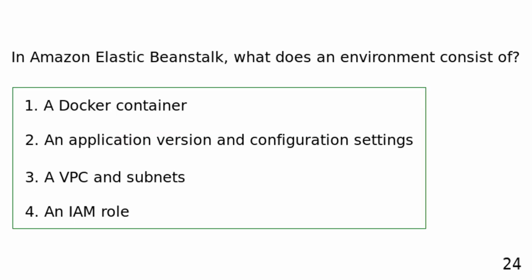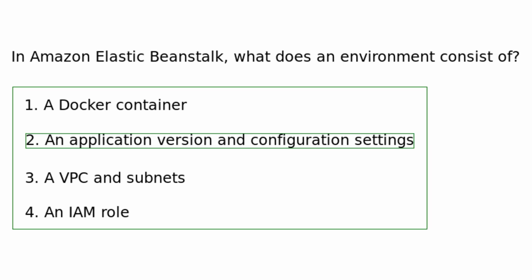In Amazon Elastic Beanstalk, what does an environment consist of? A Docker container. An application version and configuration settings. A VPC and subnets. An IAM role. An environment in Elastic Beanstalk consists of an application version and configuration settings.